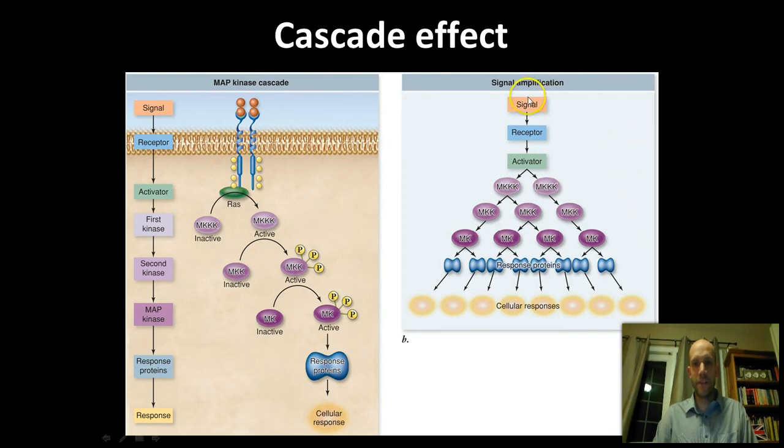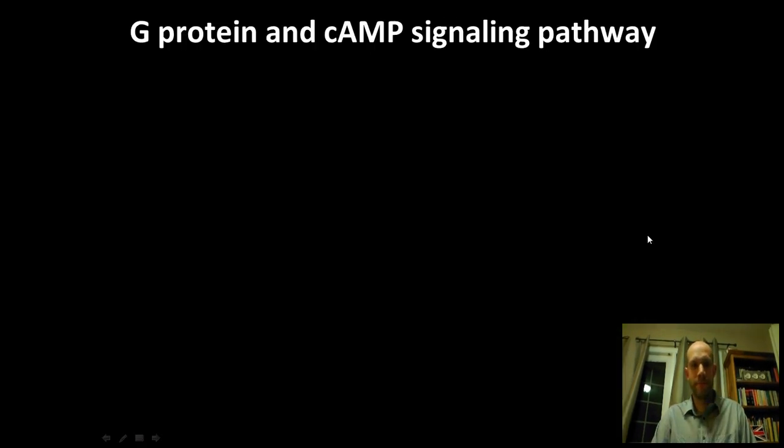We have our initial signal molecule, that's individual perhaps, being detected by the receptor, and then the activator, these protein kinases again, activating more and more and more proteins until we reach the response proteins. A cascade starting small and getting really big until we reach a significant cellular response.